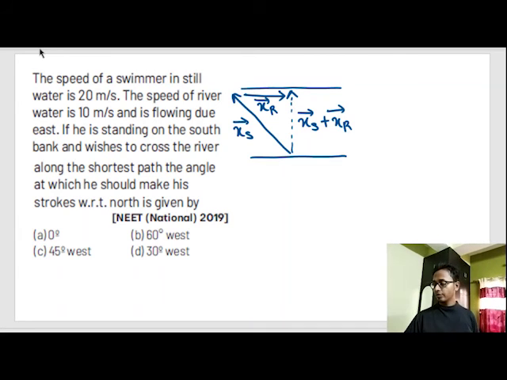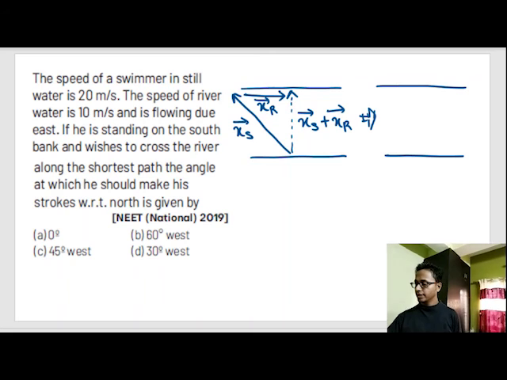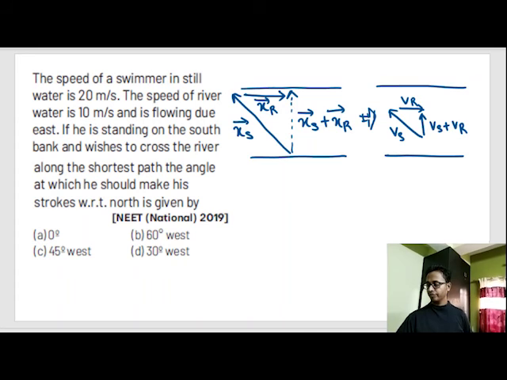Now this can also be written as a velocity diagram. On the left we have the displacement of swimmer, the velocity of swimmer, and this is the velocity of river, and this is the combined velocity of swimmer plus velocity of river. Now the question is asking, find this angle theta that he makes with the north so that he continues to travel in a straight line.